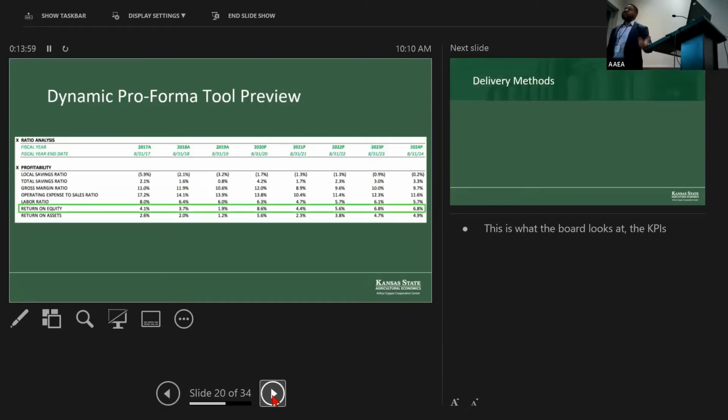Another example are the key performance indicators. What you're seeing over here is the profitability ratios. And what I'm just going to highlight, which is very common, I'm sure many of you have heard of it, is return on equity.